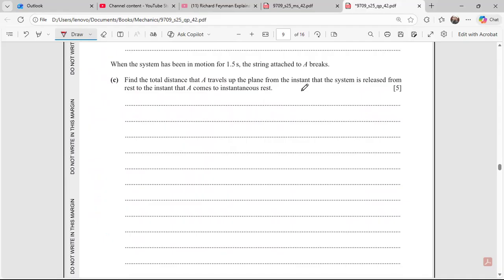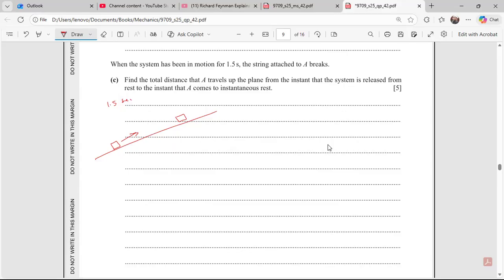Last part of the question is to find the total distance that A travels up the plane from the instant that the system is released from rest to the instant that A comes to instantaneous rest. So what happens is this object was accelerating, moving up the slope. After 1.5 seconds, this string broke. When the string broke, the object is not being pushed up anymore. Rather, at the moment when the string broke, it has some speed, so it will keep moving up until it stops due to the inclination. So we have to find the total distance it will travel before stopping.